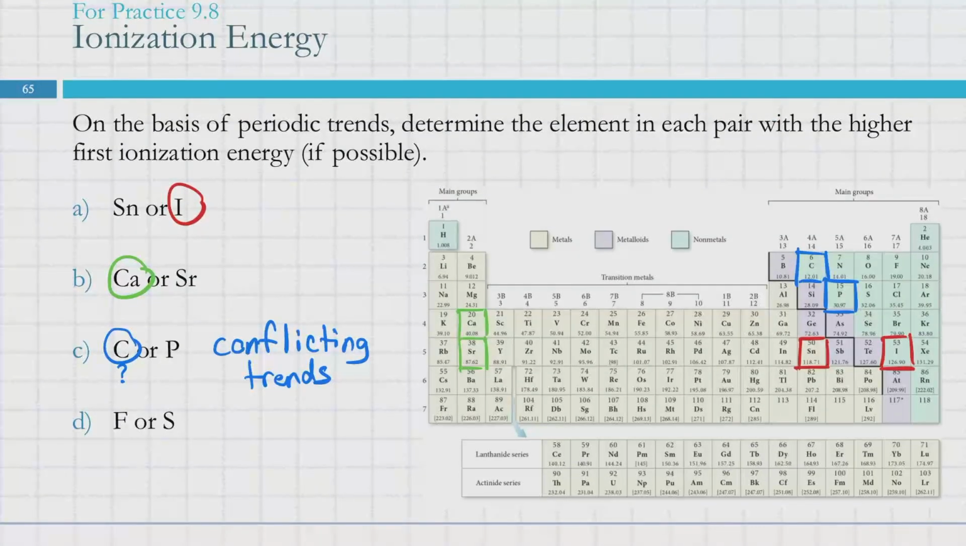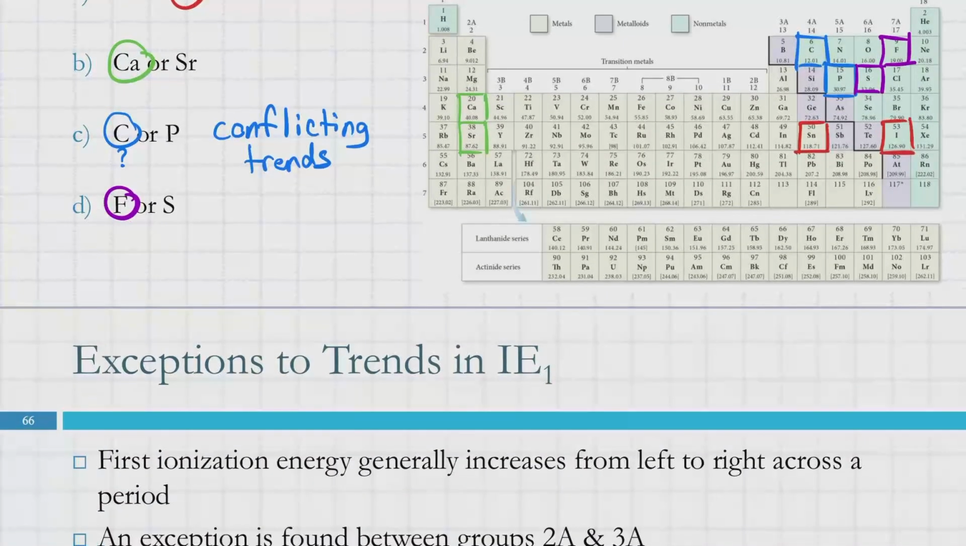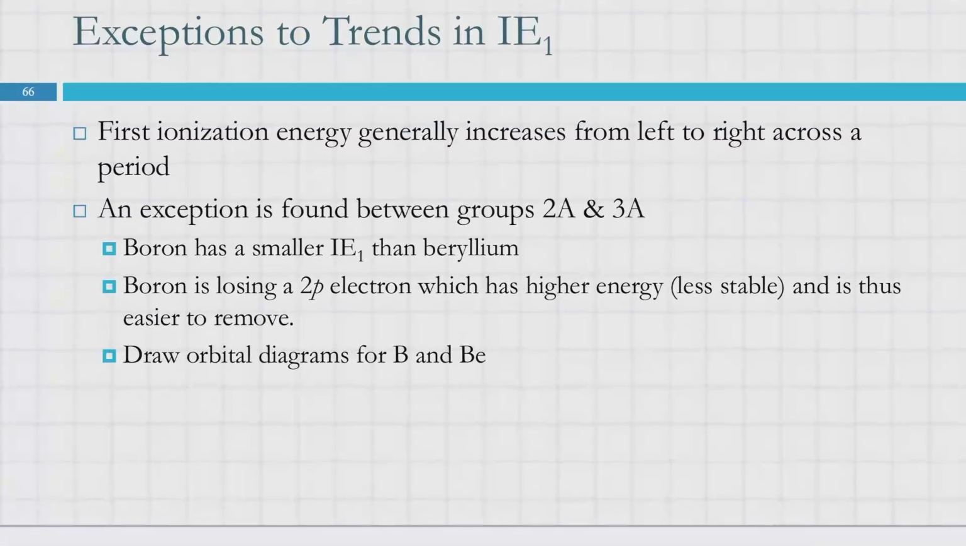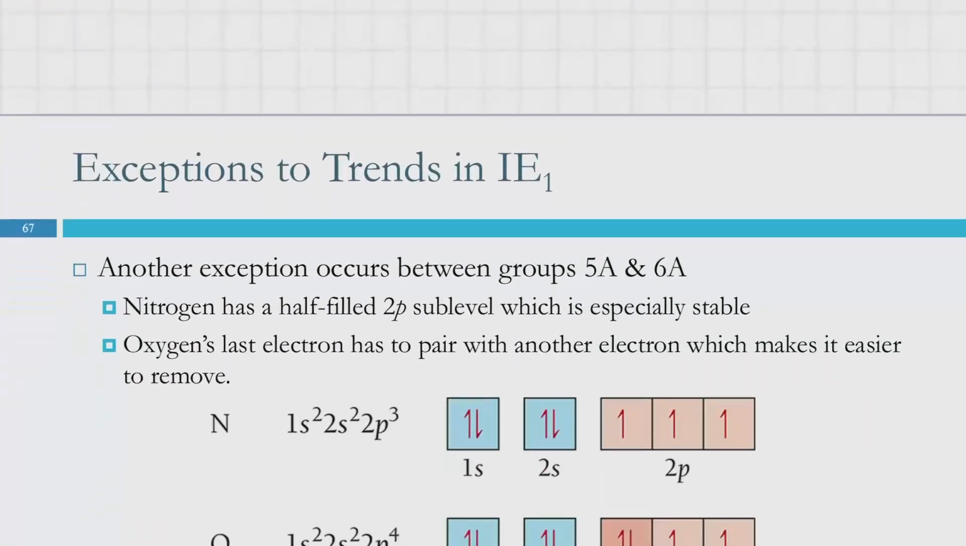And then we've got fluorine or sulfur. Which one's higher ionization energy? It's going to be fluorine for sure. It's both one row up, and it's also one spot to the right. So those are additive trends. There are some exceptions to our trends for first ionization energy that I'm not going to worry about.